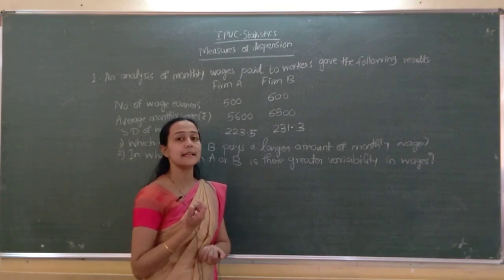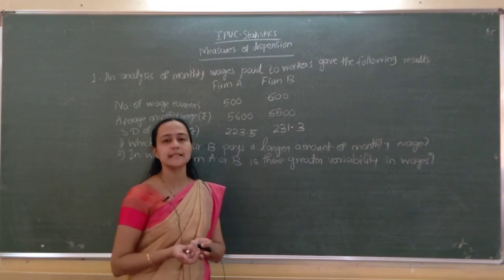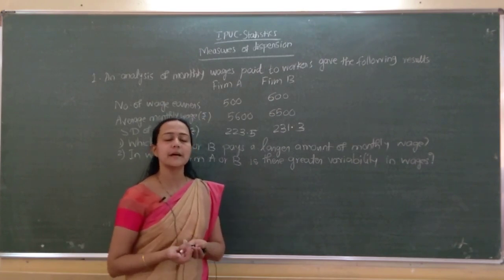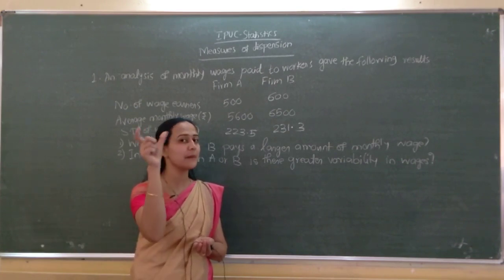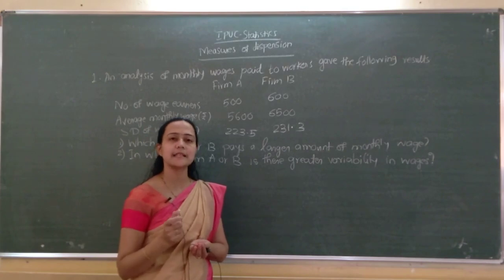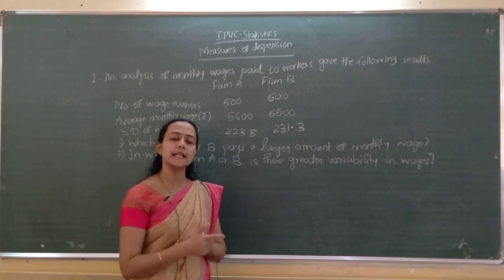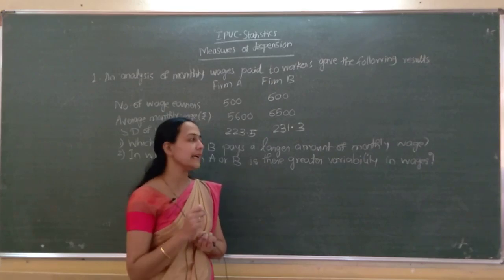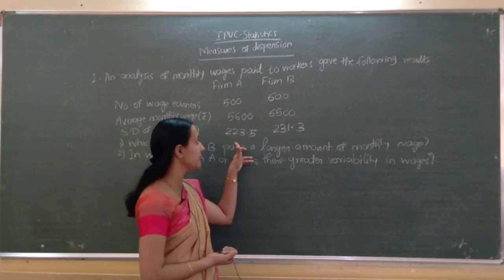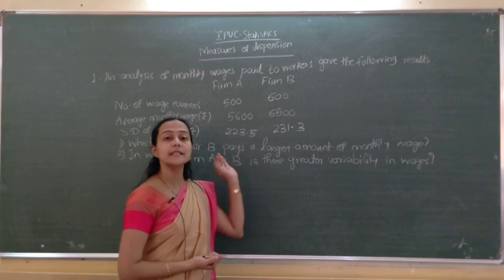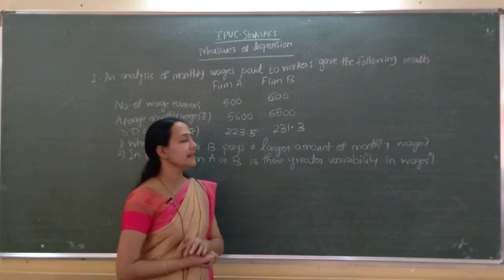That firm pays a larger amount, isn't it? So for finding, we know that X bar equals sigma X divided by N, isn't it? We have to compute that sigma X. Sigma X means total. We know that sigma X equals N into X bar. So we have to find sigma X for both firm A and firm B. Which one is more? That firm pays a larger amount to its employees.